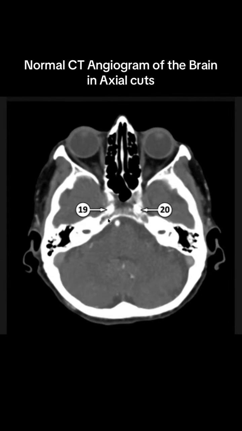19 is the right internal carotid artery, specifically the lateral or the C3 segment. And 20, of course, contralaterally is the left internal carotid artery, also the lateral segment, which is the C3 segment.